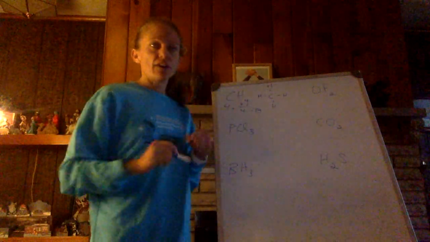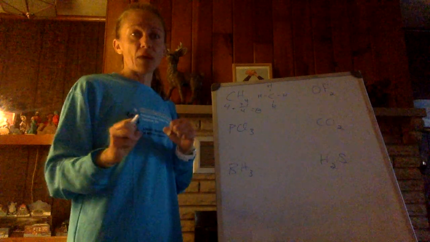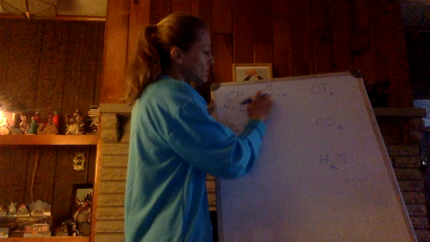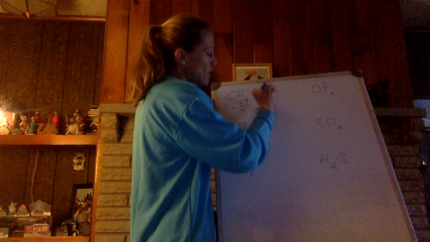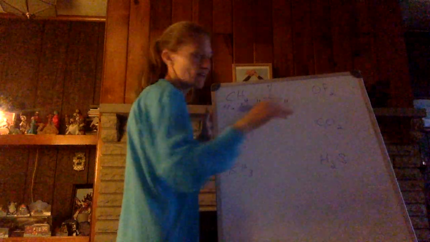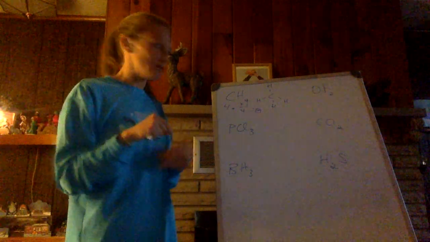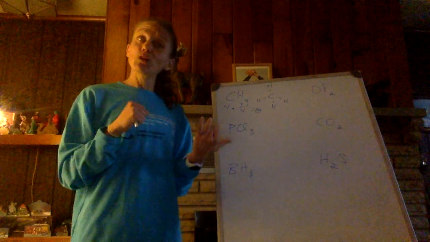On my carbon, I have 4 shared pairs and 0 unshared. 4 and 0 makes a shape called tetrahedral. Tetrahedral like a little lunar lander. There you go. Redrawn in the correct shape.